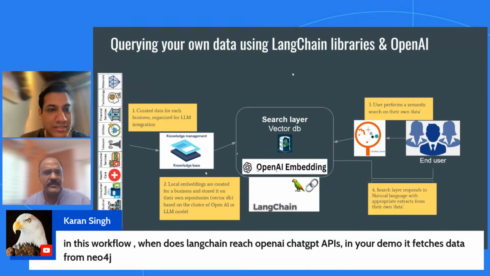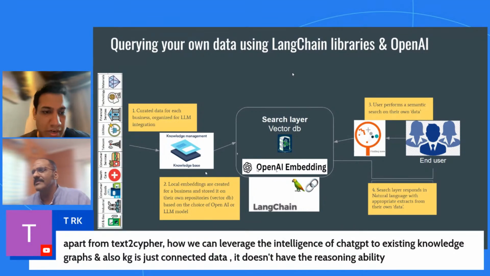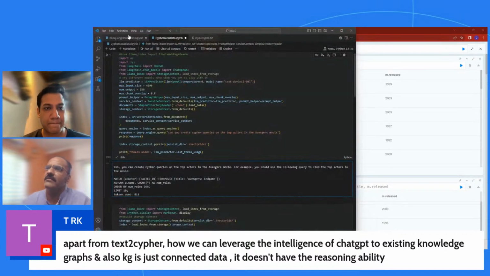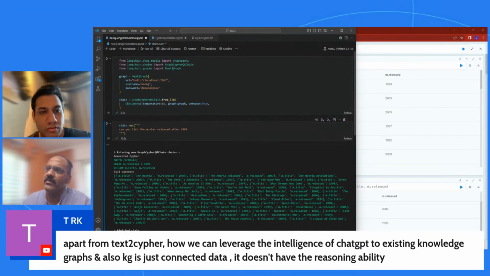It does. Thank you. Moving to the next question. Apart from text to Cypher, how can we leverage the intelligence of ChatGPT on existing knowledge graphs? Also, knowledge graphs are just connected data; they don't have the reasoning ability. If you want to query existing knowledge graphs, you go with the alternative, the Neo Langchain demo that I showed you. So there is already a knowledge graph.